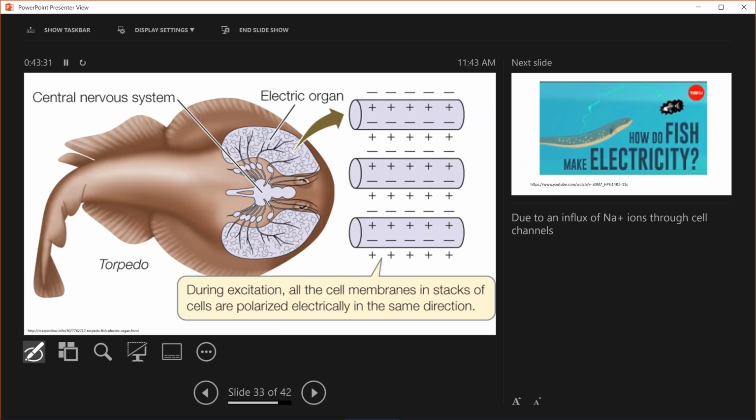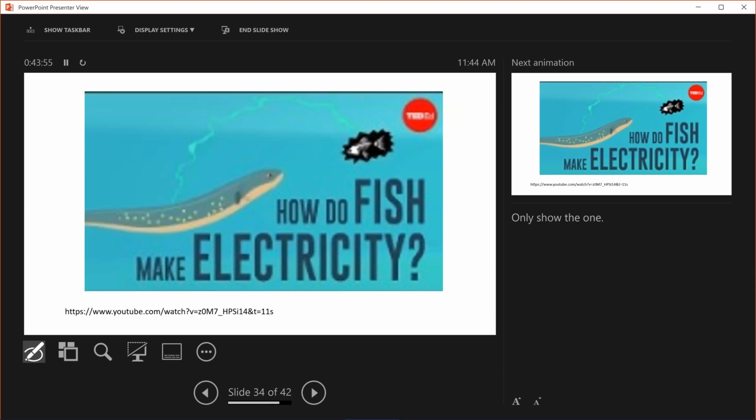This is an electric ray. These muscles stack up, and when the muscles contract, it opens up the sodium channel pores, and sodium rushes in. It basically creates a highly polarized system with the polarity all in the same direction, and that can create a really strong electric field. And it hurts. It's said to be like an electric fence.